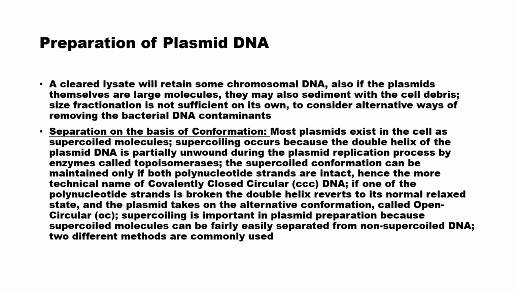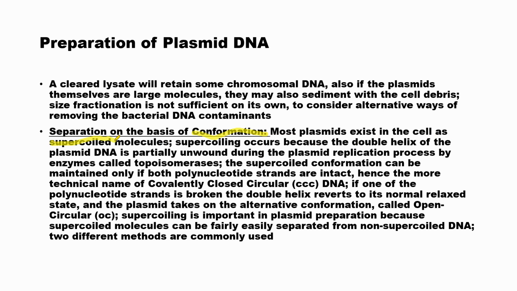Fine. For the preparation of plasmid DNA, we have already gone through the first method, that is separation based on size. Now we are going for the second method, that is separation based on conformation, that is, whether the DNA is circular or linear. That's separation based on conformation. Now, most plasmids exist in the cell as supercoiled molecules.